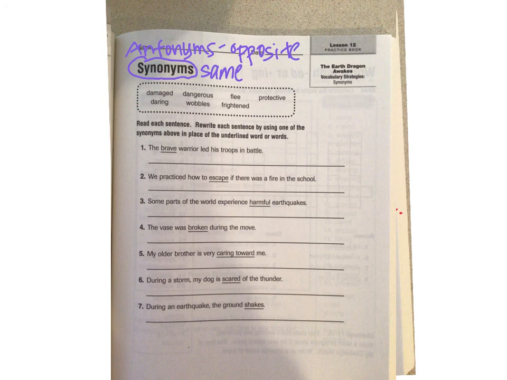So here's our words in the box. Damaged, daring, dangerous, wobbles, flee, frightened, and protective. So we're going to read the sentences and we're going to find the underlined word and we're going to find a word that means the same as that. Okay? Let's do number 1. The brave warrior led his troops into battle. Who sees a word that means the same as brave?